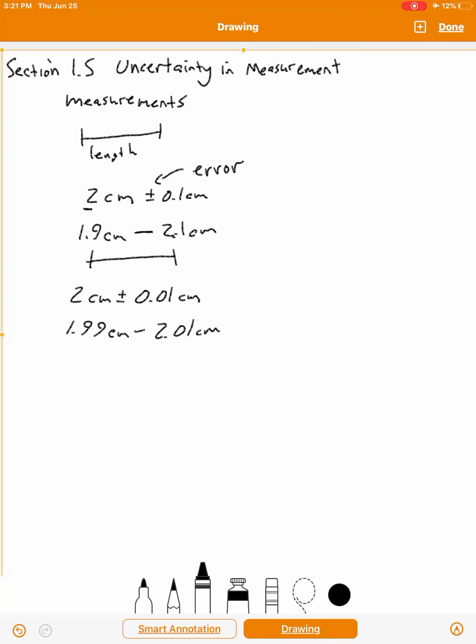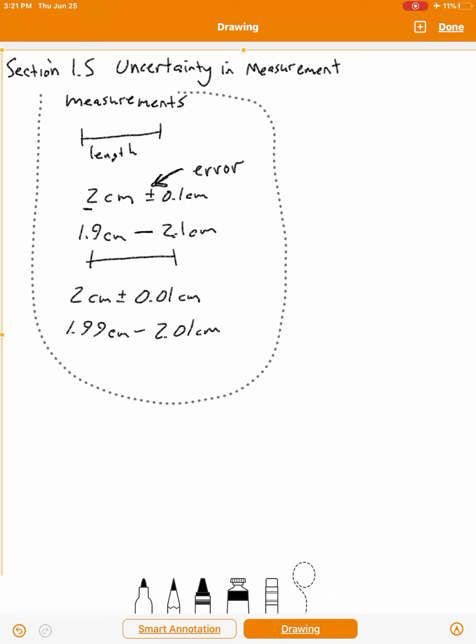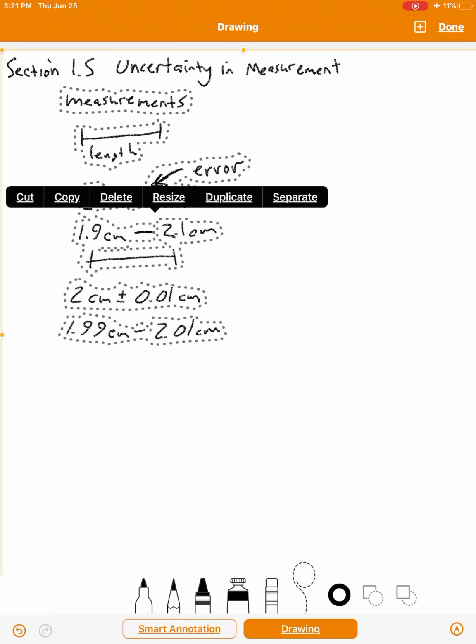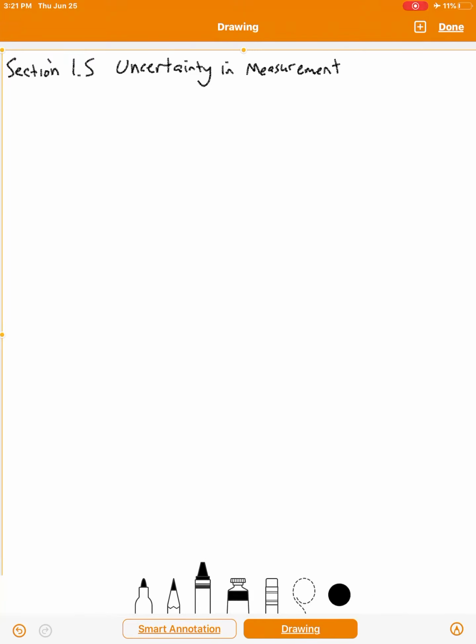Okay? So that's a way of reporting error. We usually don't do that in general chemistry. We don't report errors like that. If you take a more advanced chemistry series, like analytical chemistry or physical chemistry, you'll start looking at analyzing uncertainty in that sense. So the uncertainty there was 0.01. It's plus or minus 0.01. That's a way of reporting the uncertainty. So 2 centimeters plus or minus 0.01 centimeters. This is what we would call our uncertainty.